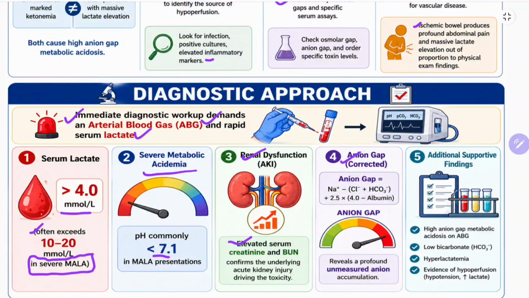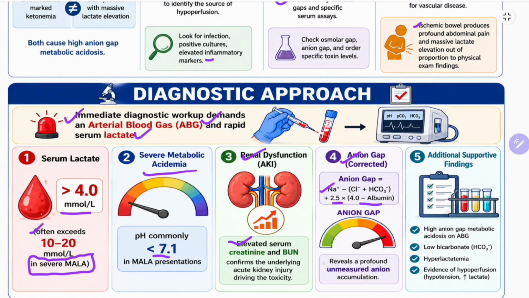Corrected anion gap. That is nothing but sodium minus chloride plus bicarbonate, plus 2.5 into 4 minus albumin. That is the formula for corrected anion gap: sodium minus chloride plus bicarbonate, plus 2.5 into 4 minus albumin.